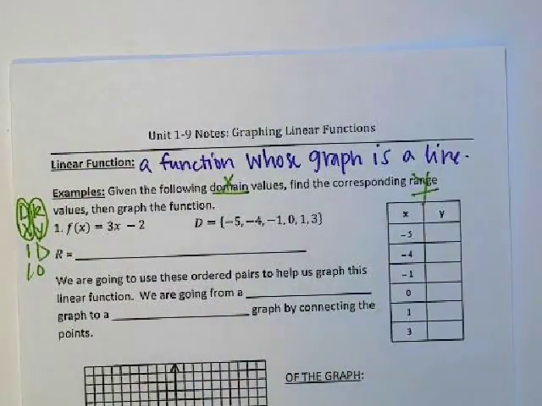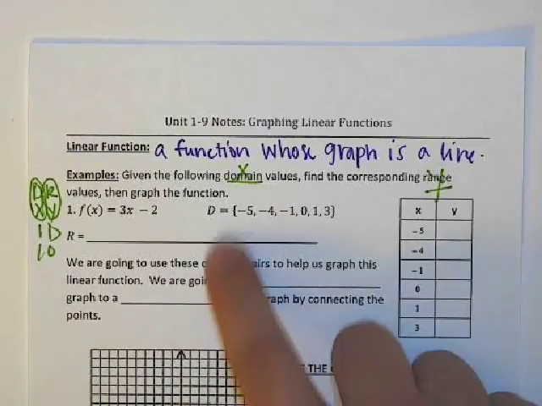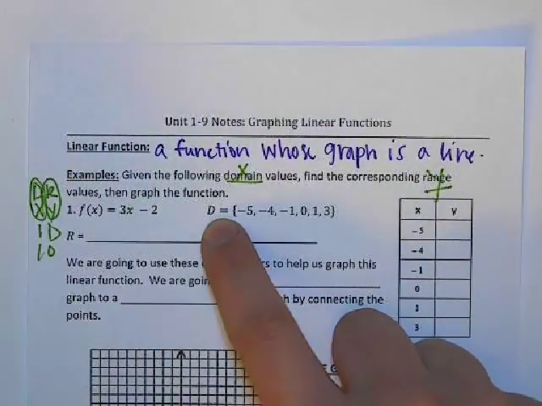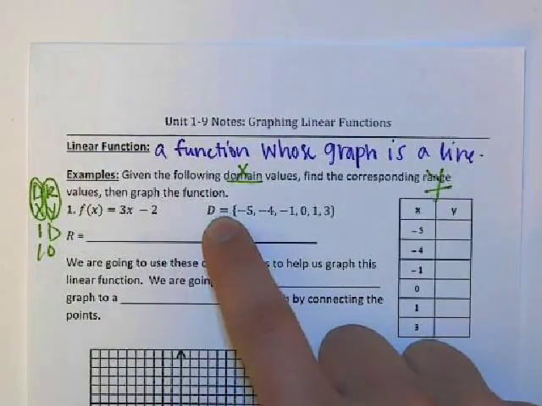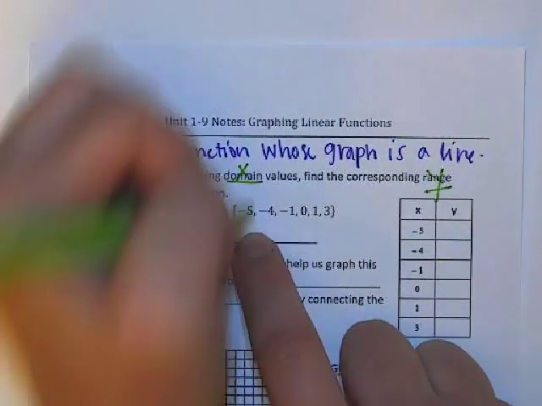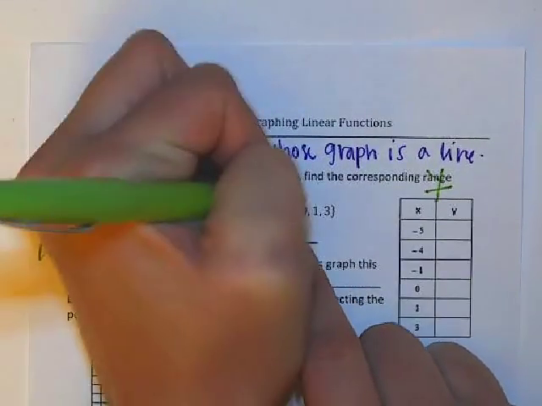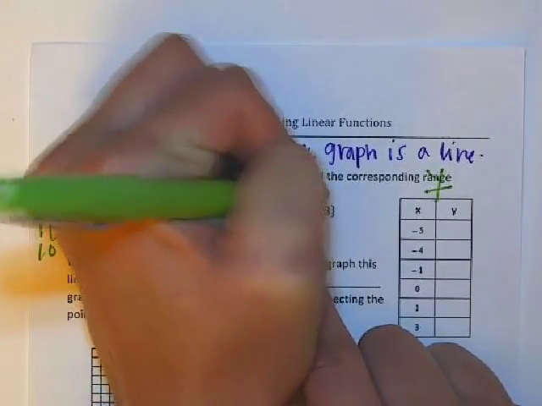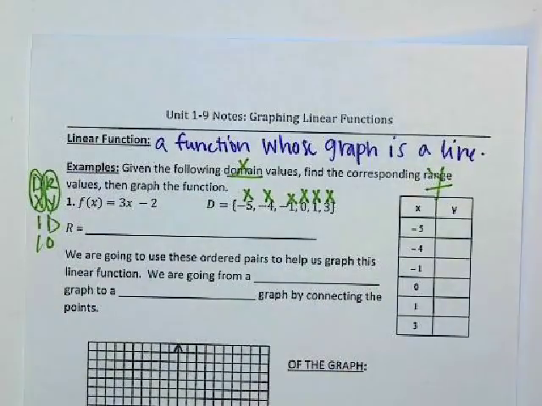So what are these? They're my X's. So these are all X's, right? Go put an X above all of them because they're all an X. And how do I find the range? This is kind of review right here.